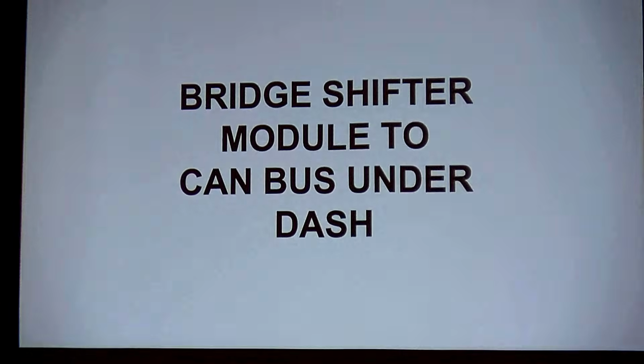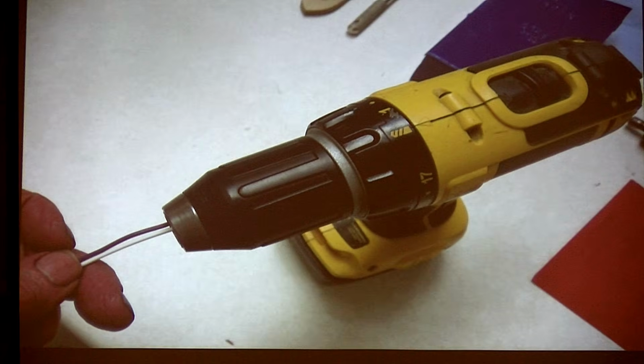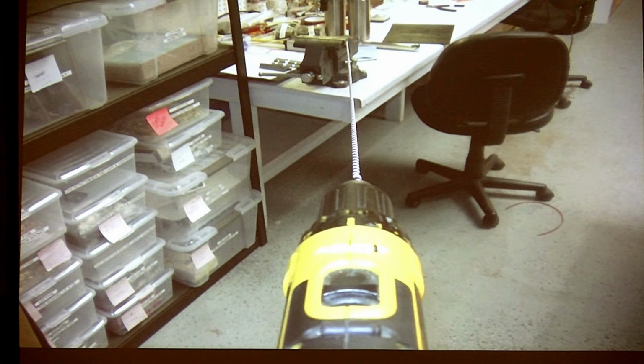So now, I need to bridge the shifter module to the dash. So basically, we're going to take a vise, and we're going to put two wires in a vise. I'm going to take a drill. I'm going to put the other ends of the wire in the drill, and I'm going to drill that tight. That's how you twist your wires. Super fast.